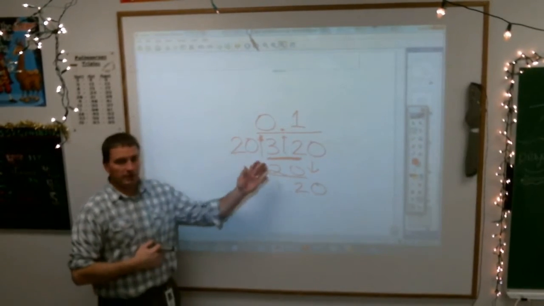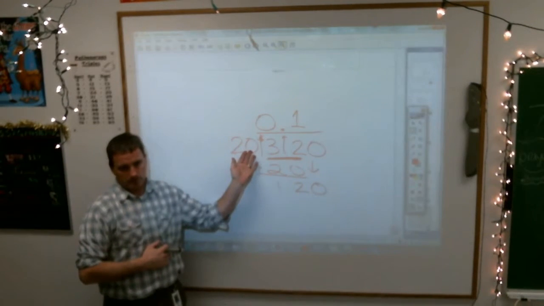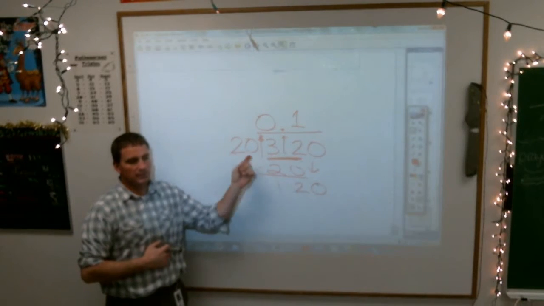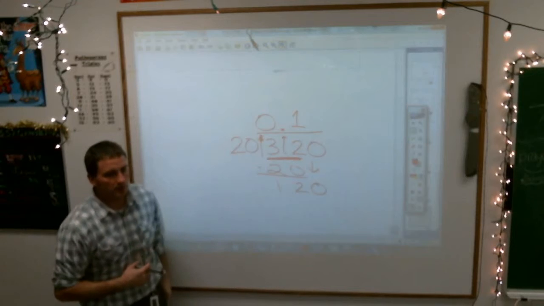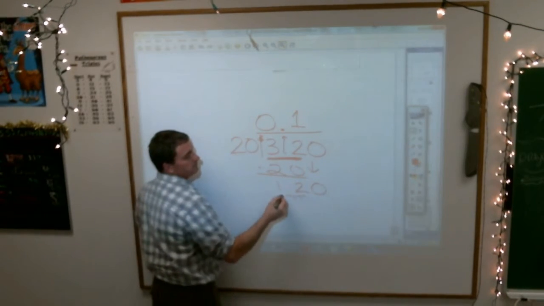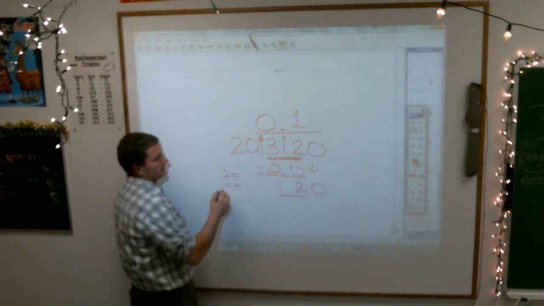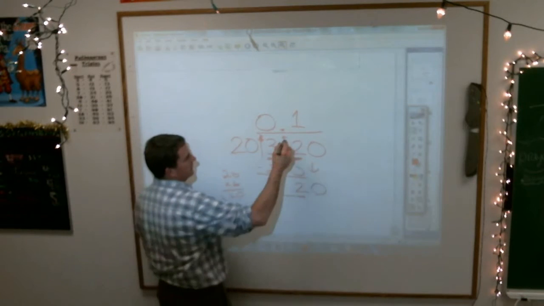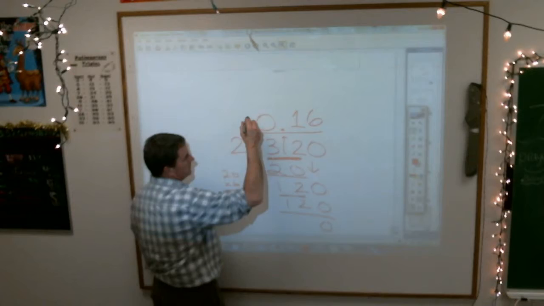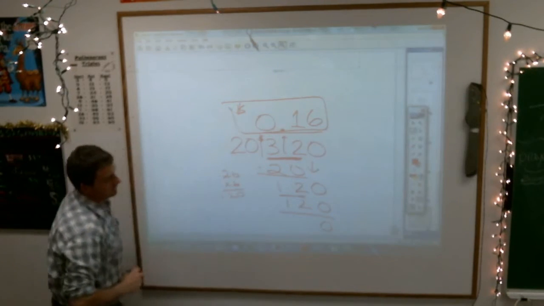How many times does 20 go into 120? Again, think about how many times 2 will go into 12. How many times, Isabel, does 2 go into 12? 6. And what is 20 times 6? 120, so that kind of worked out nicely for us. So my answer is 16 cents.